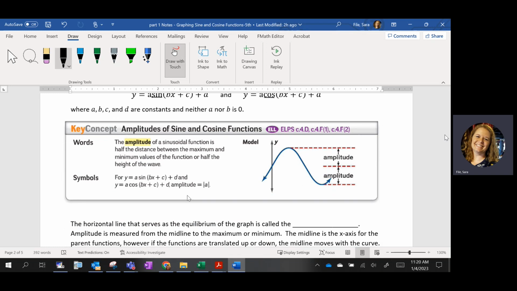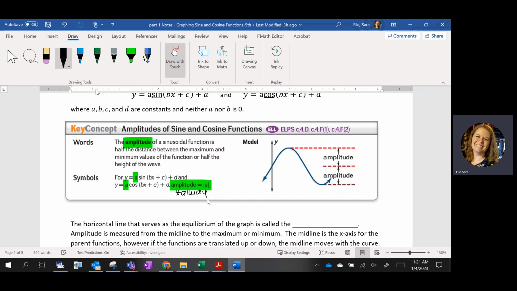All right, so amplitude is the first change that we're going to look at, and it comes from the A value in your sinusoid. The number multiplied in front of sine or cosine is going to help us determine what the amplitude is. How you actually find the amplitude is the absolute value of A. A itself can be positive or negative, but the amplitude will always be what? Positive, because when you take the absolute value, you always get a positive. So your amplitude is always positive.